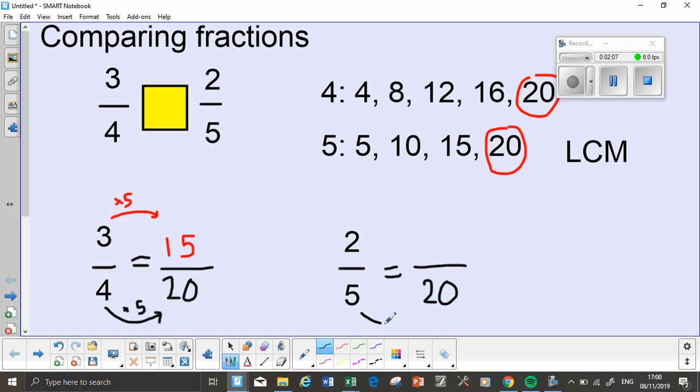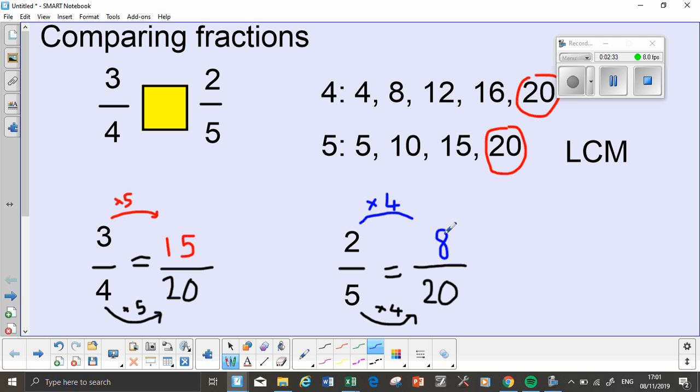So over here you need to say, what do you do to 5 to get to 20? So I multiply 5 by 4. I've got to repeat the same step. So I've got to multiply 2 by 4. So I multiply my denominator. Whatever you do to the denominator, you must do to the numerator as well. So I multiplied 2 by 4, which gets me 8.